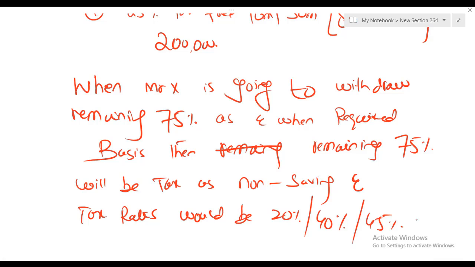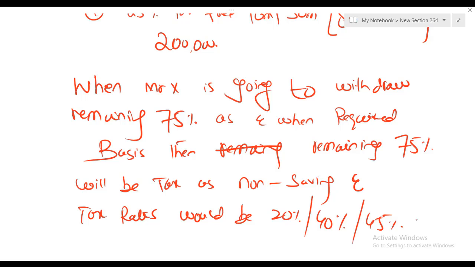But a very simple concept is what I did. I took 25% of 800,000. I got the answer 200,000. This 200,000, this individual is getting as a tax-free lump sum. The remaining 75%, this individual takes whenever needed, on an as-and-when required basis. So slowly and gradually, this individual is going to get the remaining 75%. But whenever he withdraws even a little bit from the remaining 75%, he has to pay tax. It will be treated as non-saving income, and applicable tax rates are either 20, 40 or 45, depending on when the individual is withdrawing the remaining 75%.